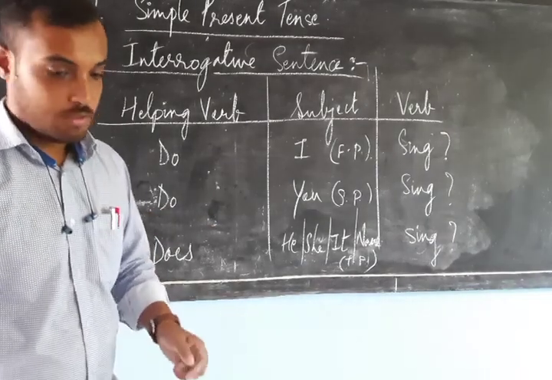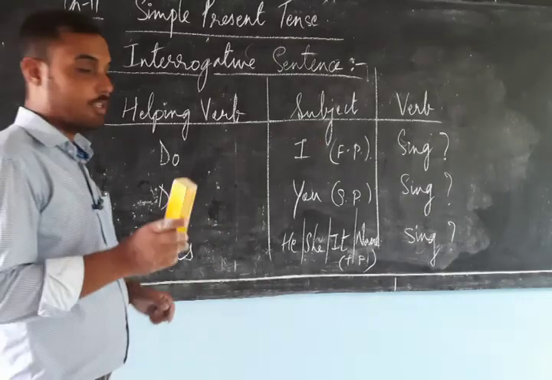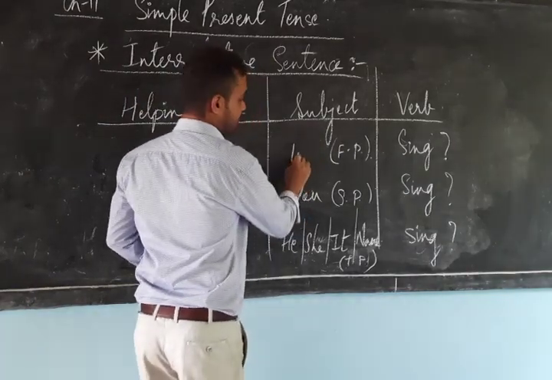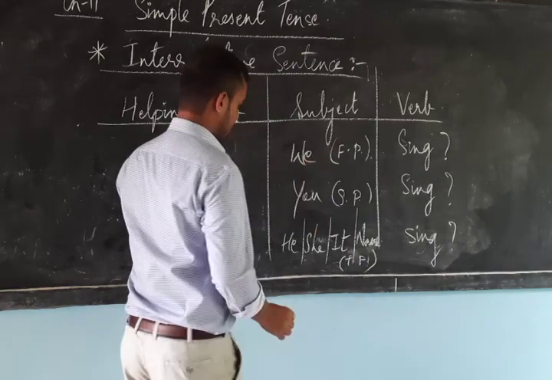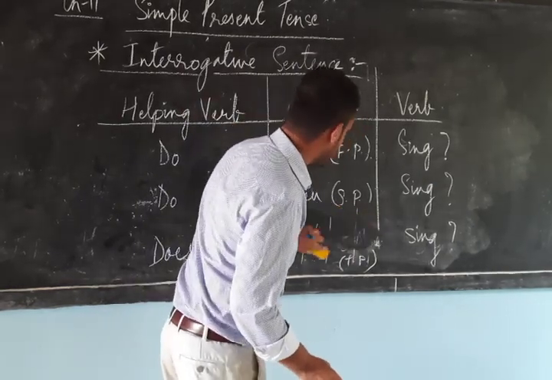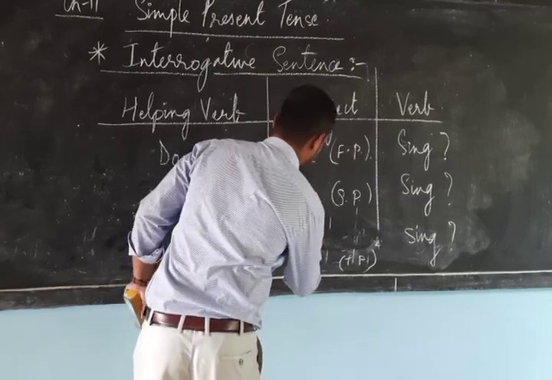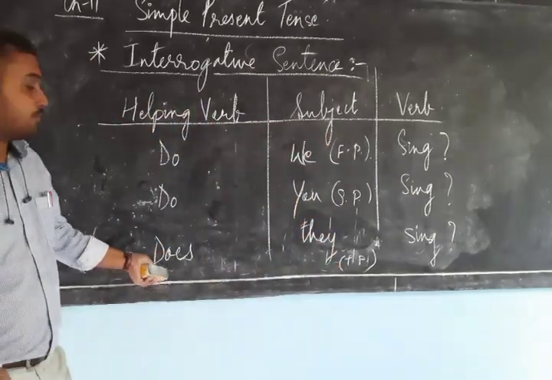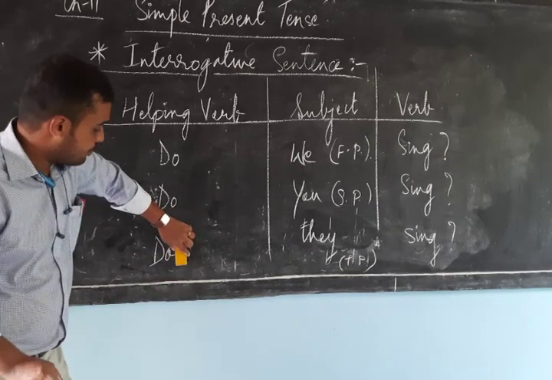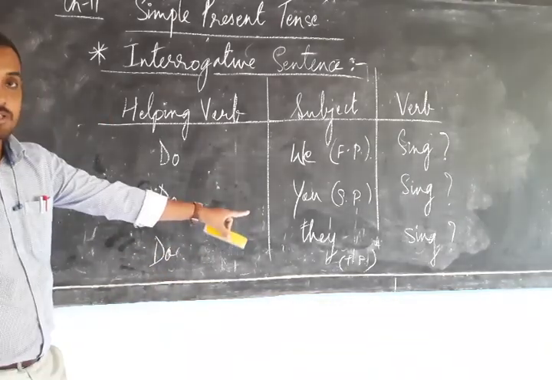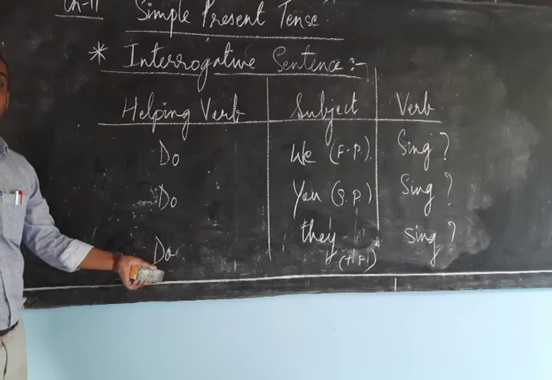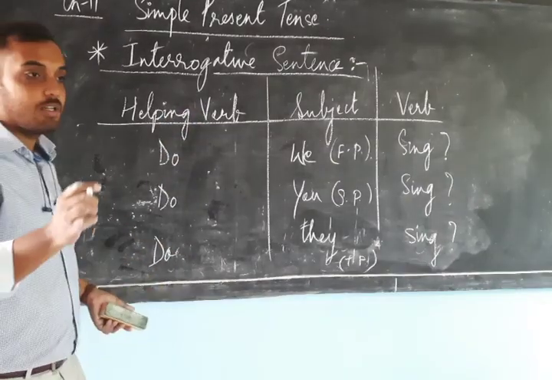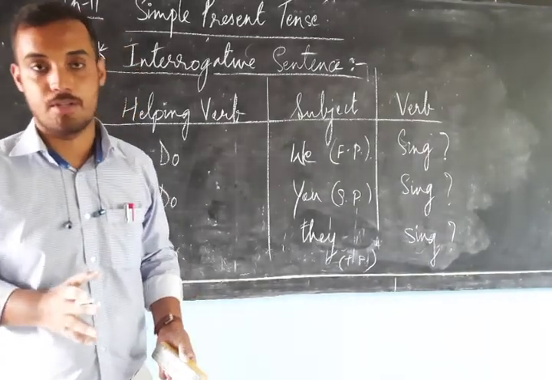But if you have plural subjects, I changes to we, and he, she, it or the name of the person changes to they. Then this does will change to do. With a plural subject, you will use do to ask a question. And this is the basic formula for forming sentences in simple present tense.